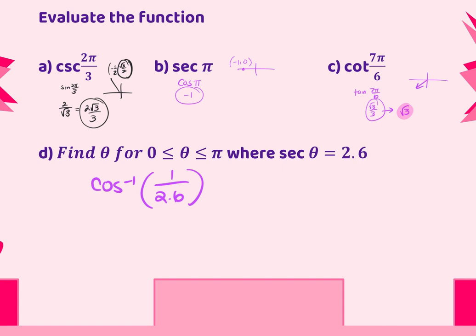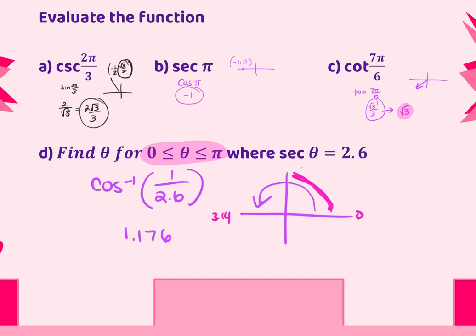Second cosine of 1 divided by 2.6, and I get 1.176. Now think about the other piece of information that they gave you. It said between 0 and pi, right? So which quadrant do I want this answer to be in? The top 2, 0 to pi, right? Does 1.176 lie between 0 and pi? Yes, so that is my answer, 3.14.